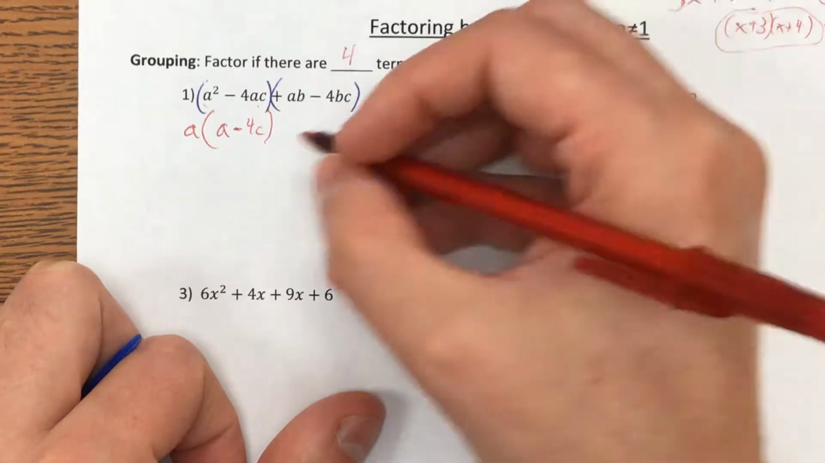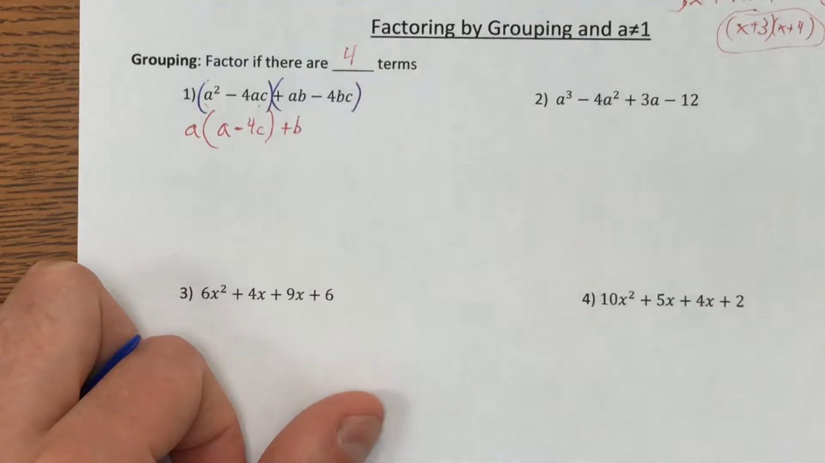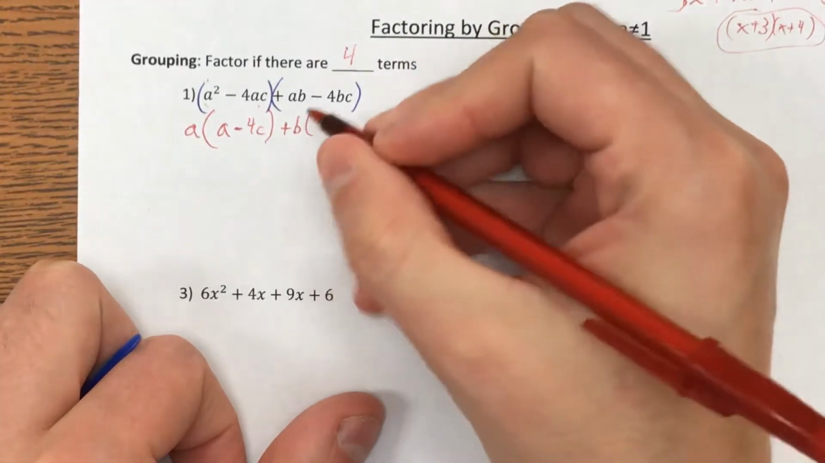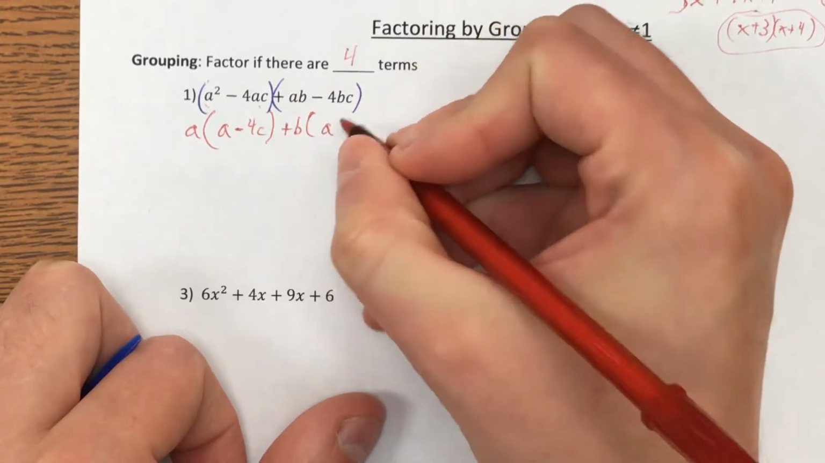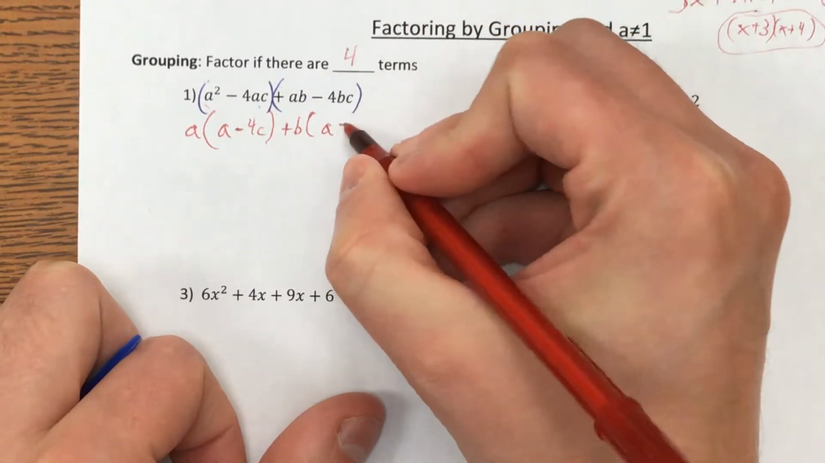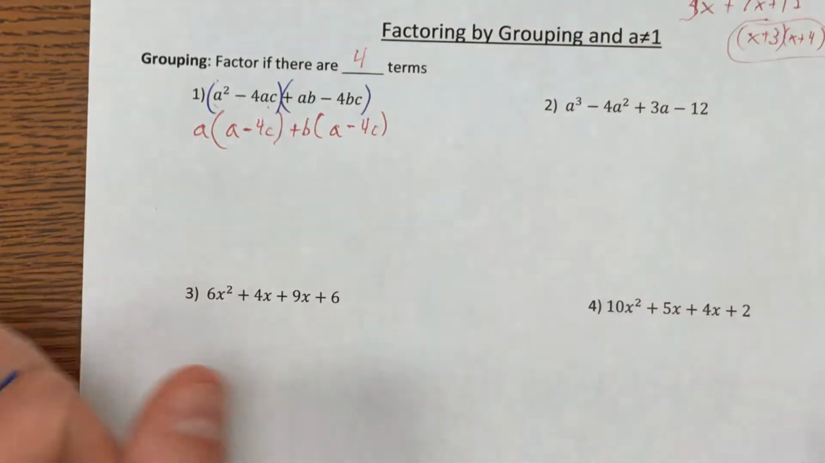Over on this side, once again, there's no number that they both have, but they do both have a B. So you can pull out a plus B. Remember to put that plus; you're taking out a positive B. When you do that, if you have a B and you take out B, all that's left is A. And if you take out a B from this, you just have the 4C left over like so.